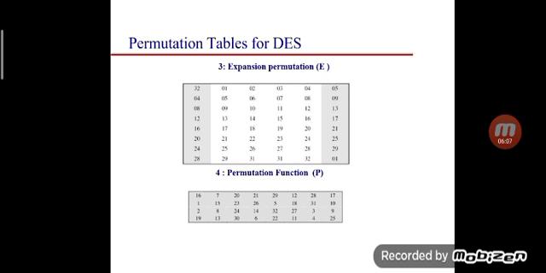Okay, and at the other side we have the permutation function, which consists of 32 bits. So it is a representation of expansion function E and the permutation function P. So by using the simplified tables, we can represent the expansion function as well as the permutation function.